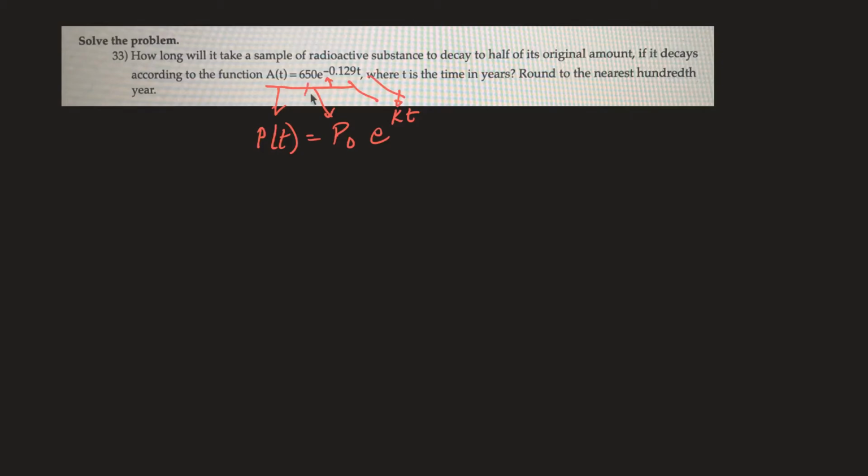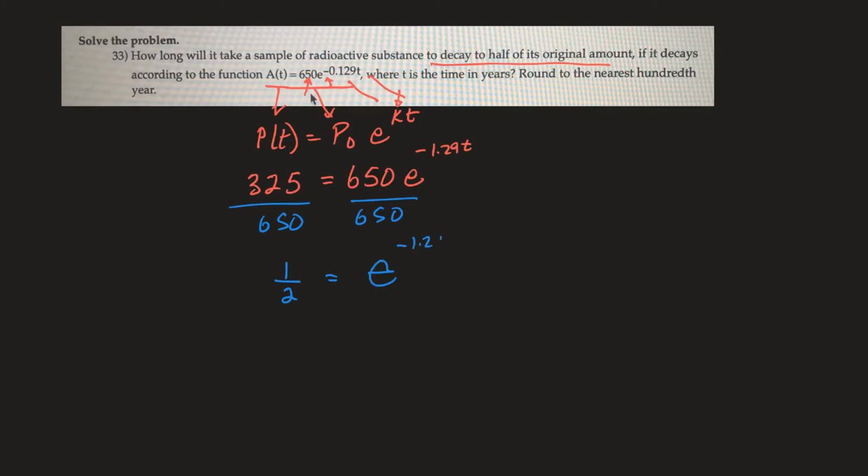And then this stuff and the t. So they're meaning that the 650 is the original amount. So if they say how long does it take to decay to half that original amount, figure out what half of 650 is. And I think it's 325. So 325 is equal to 650 e to the minus 1.29 t. I'll divide both sides by 650 to isolate the e with the exponent in it. So on this side, of course, that'll be a half, is equal to e to the minus 1.29 t.